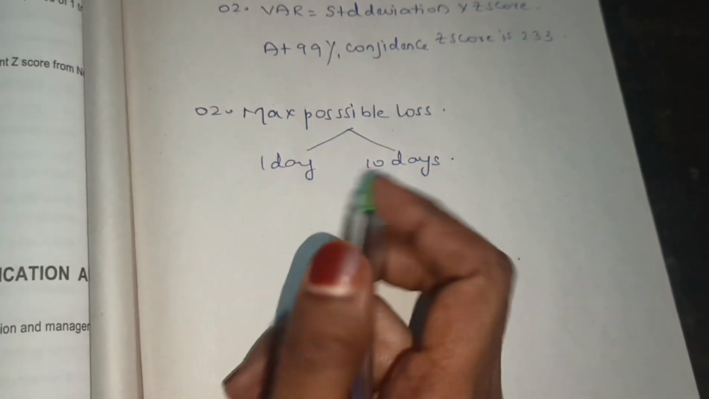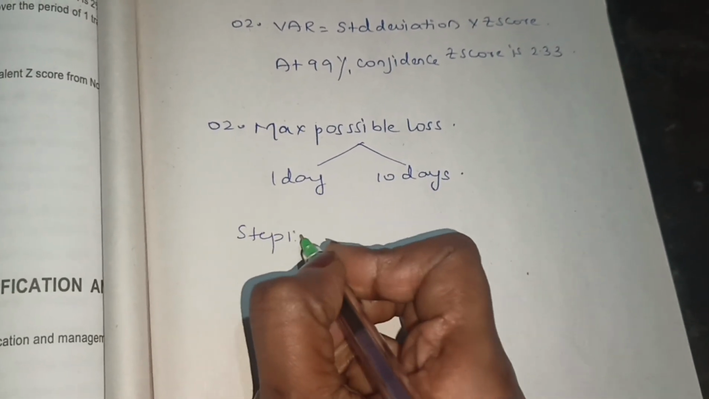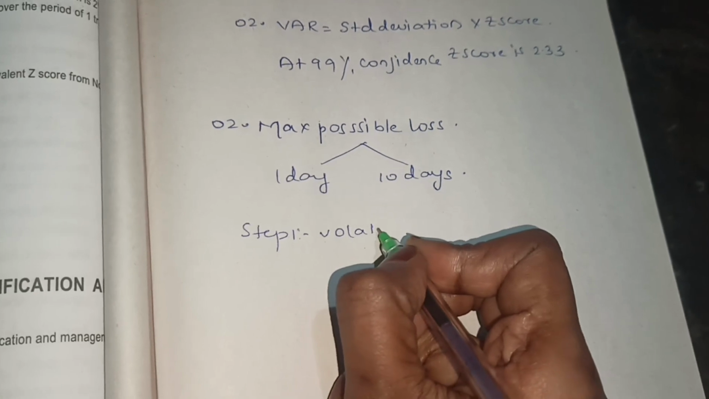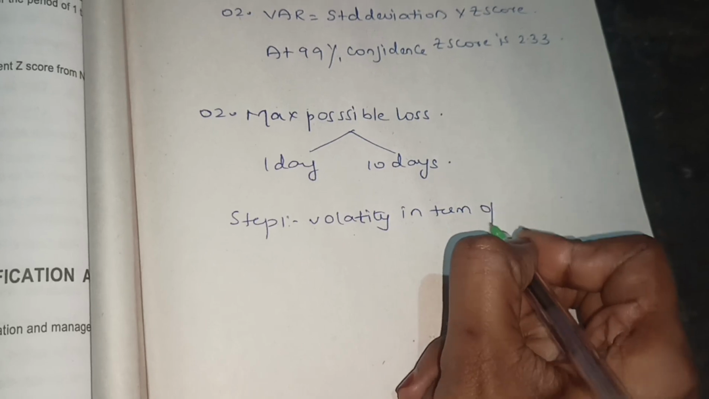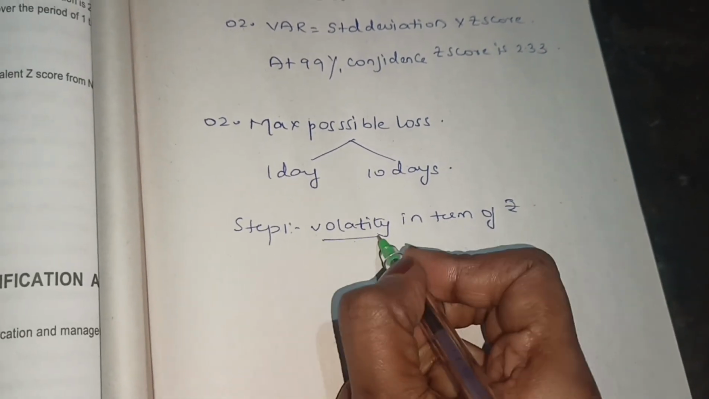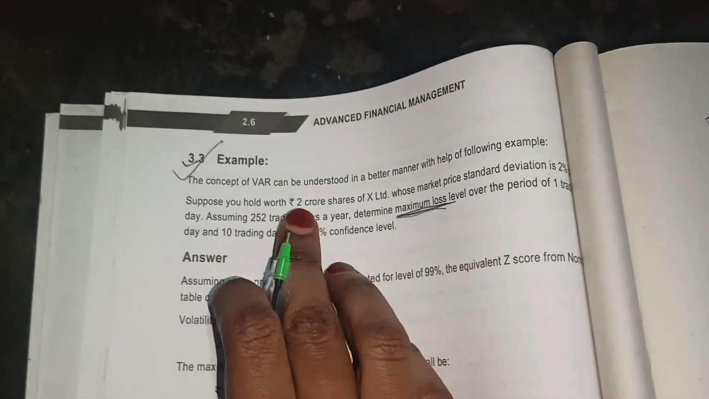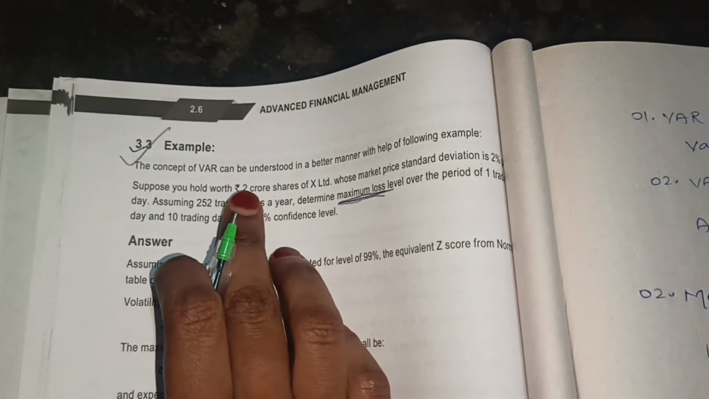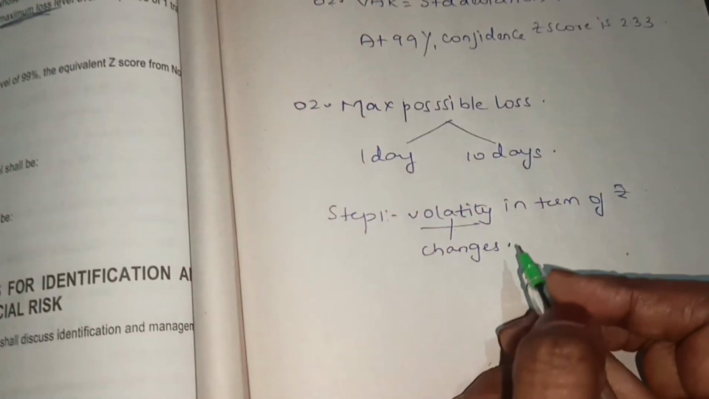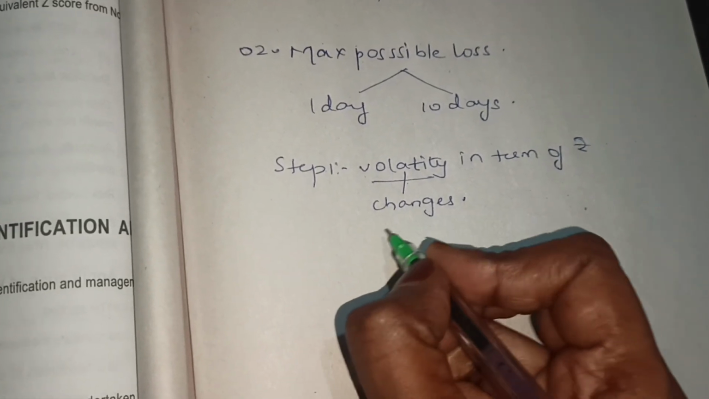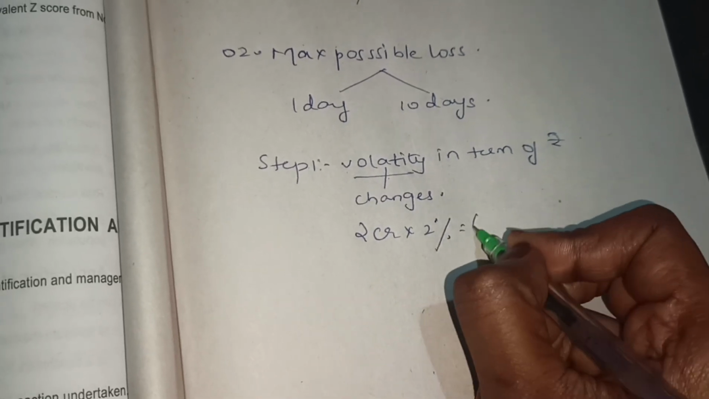Now there are a few steps to calculate maximum possible loss. So the first step is volatility in terms of rupees. Volatility in the sense changes. Now see here, we are holding 2 crore shares and the standard deviation is 2% per day. It means volatility is 2 crores into 2%, which is 4 lakhs.